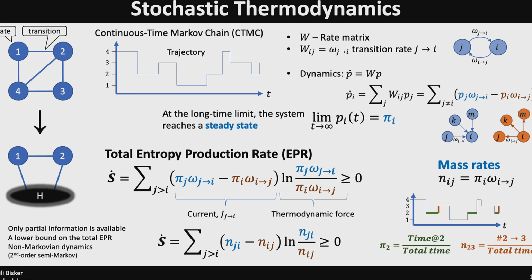So given partial information, as we've heard before, we get a lower bound on the total entropy production rate because we cannot restore all the information about the trajectory. And the observed dynamics are no longer Markovian. And in this particular case, we get a second-order semi-Markov process.